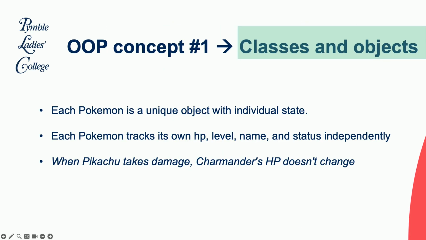All right, so we then decided each object is unique with individual state. Each Pokemon is going to track its own health points, its own level, its own name, and its status independently. So, for example, when Pikachu takes damage, Charmander's health does not change. So we had to set some scope and set some parameters for our project.